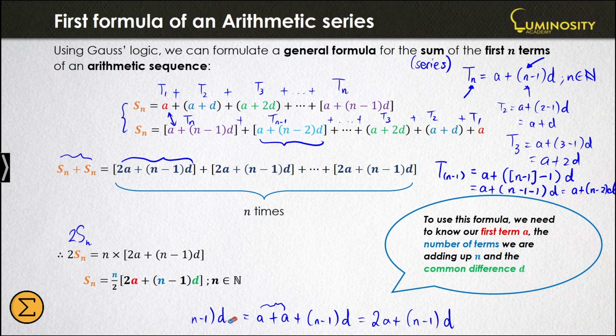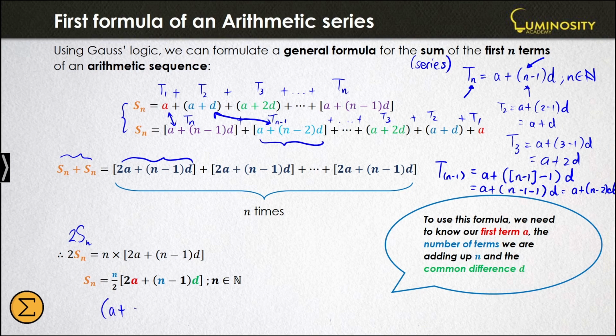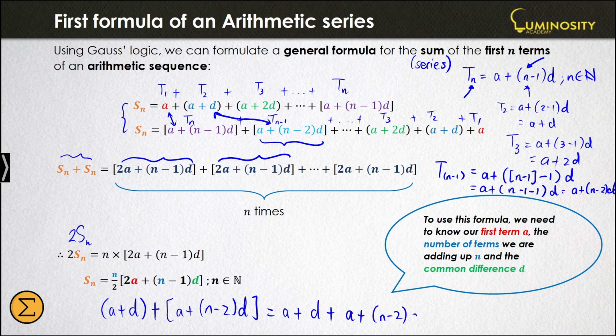Okay, so I'm going to do t2 plus t sub n minus 1, because those are the matching pairs that we are adding here. All right, so let's just do an arrow there to show. So it's a plus d plus a plus n minus 2 times d. Okay, the algebra works out nicely. We should get the same term in brackets again. Well, it's going to be a plus d plus a plus n minus 2 times d.